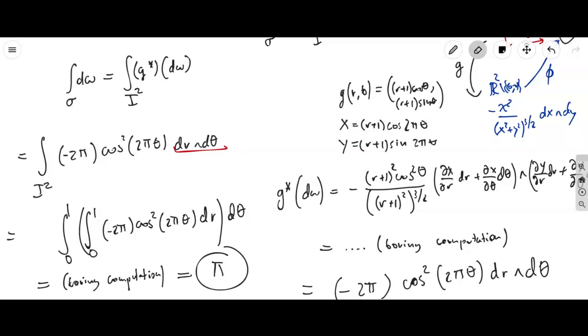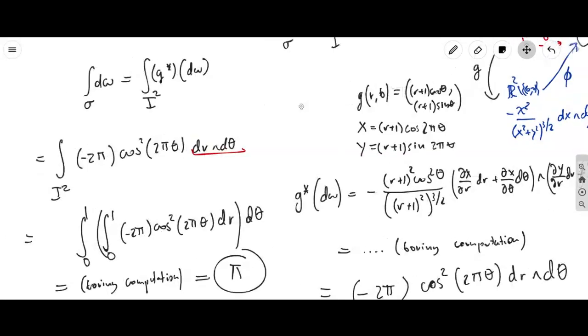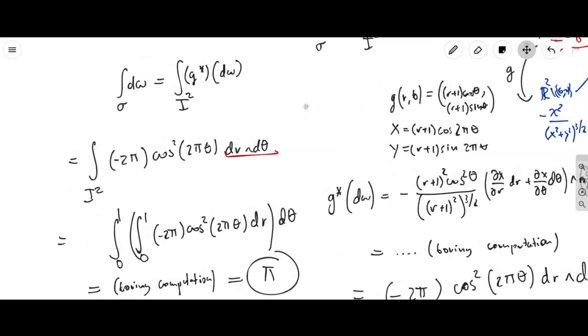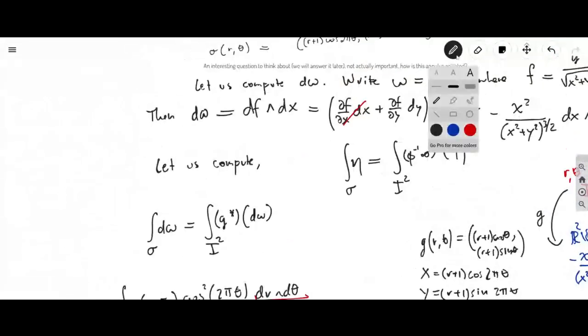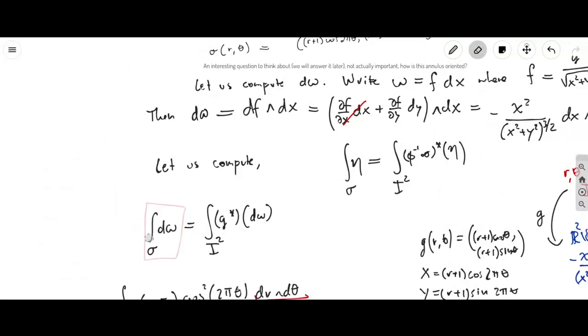Okay, so, well, actually, I'm not sure. Maybe you're supposed to get negative pi, because this is, well, it's either pi or negative pi. I mean, you can try doing this yourself. So this calculates 1/2 of Stokes' theorem. You see, we calculated the integral of d omega over the chain.